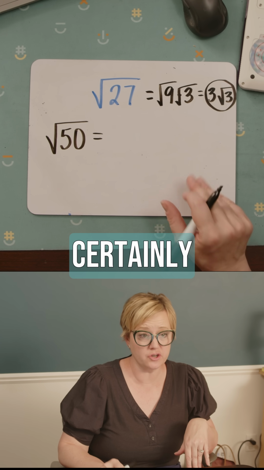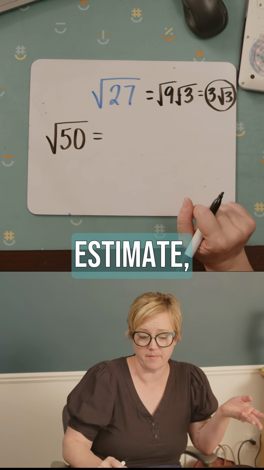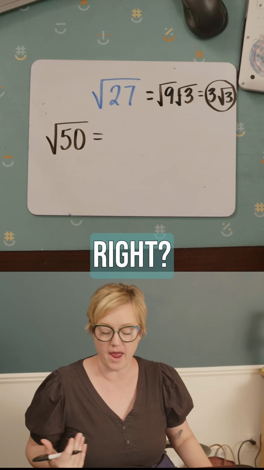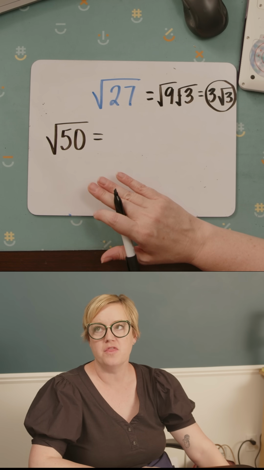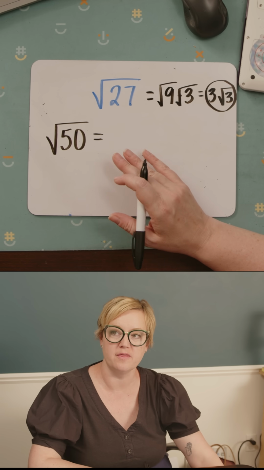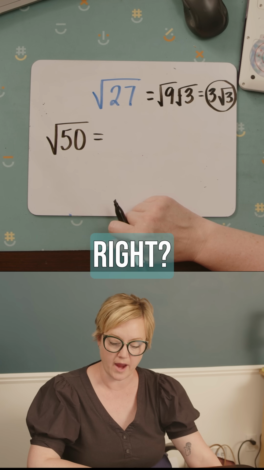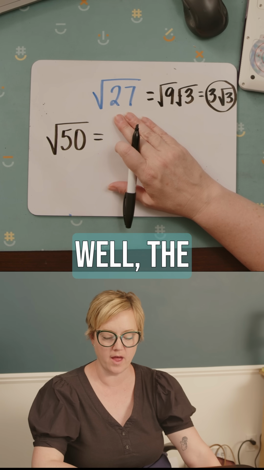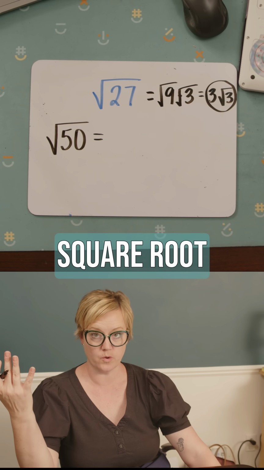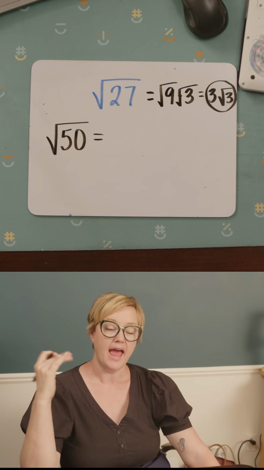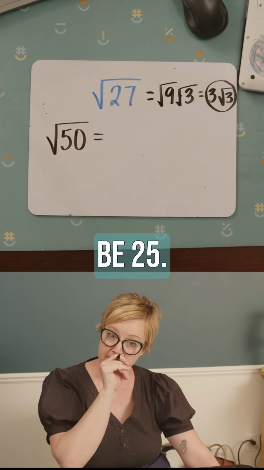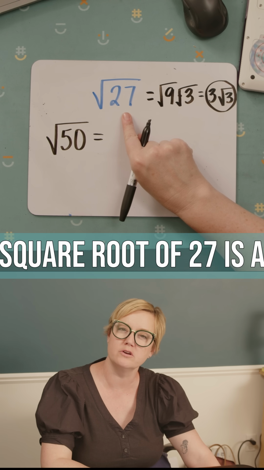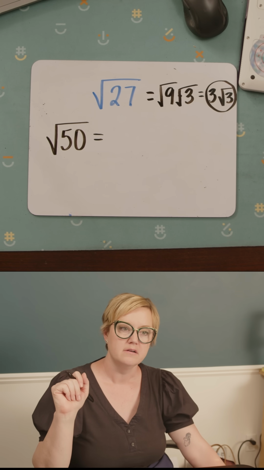You can certainly just estimate, but it depends on what you're doing. If you're simplifying, that is something different than finding the decimal or estimating. Looking at the square root of 27, the next highest perfect square would be 36, and the next lowest would be 25. So it's a little bit over 25, meaning the square root of 27 is a little over 5.